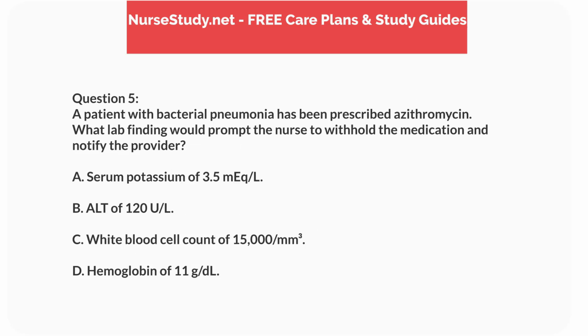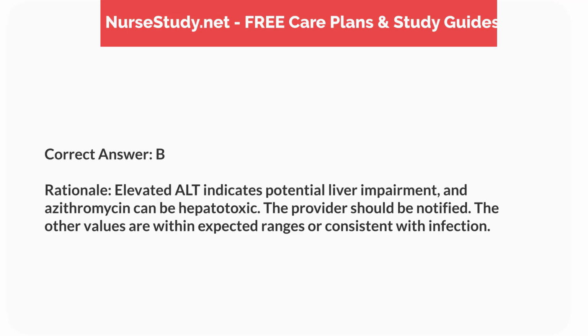Question 5. A patient with bacterial pneumonia has been prescribed azithromycin. What lab finding would prompt the nurse to withhold the medication and notify the provider? A. Serum potassium of 3.5 milliequivalent per liter. B. ALT of 120. C. White blood cell count of 15,000. D. Hemoglobin of 11. Correct answer, B.